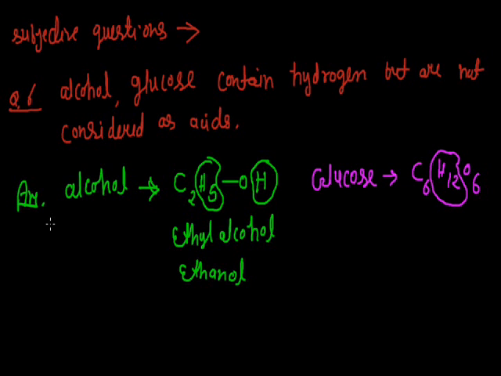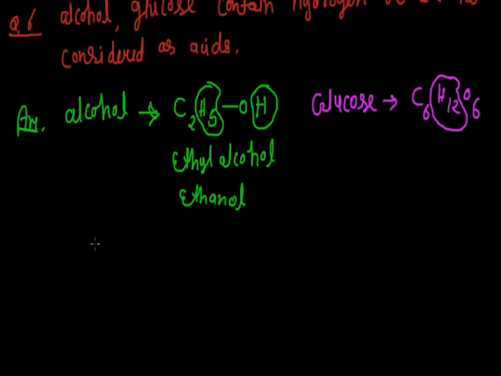Why? Now we know that an acid is a substance which gives H plus. If we discuss alcohol, C2H5OH, and consider that alcohol is an acid, then it is necessary that it gives H plus ions. Now in the formula, although it has 6 hydrogen atoms, these 5 hydrogen atoms are bonded with the carbon and this 1 hydrogen atom is bonded with the oxygen.